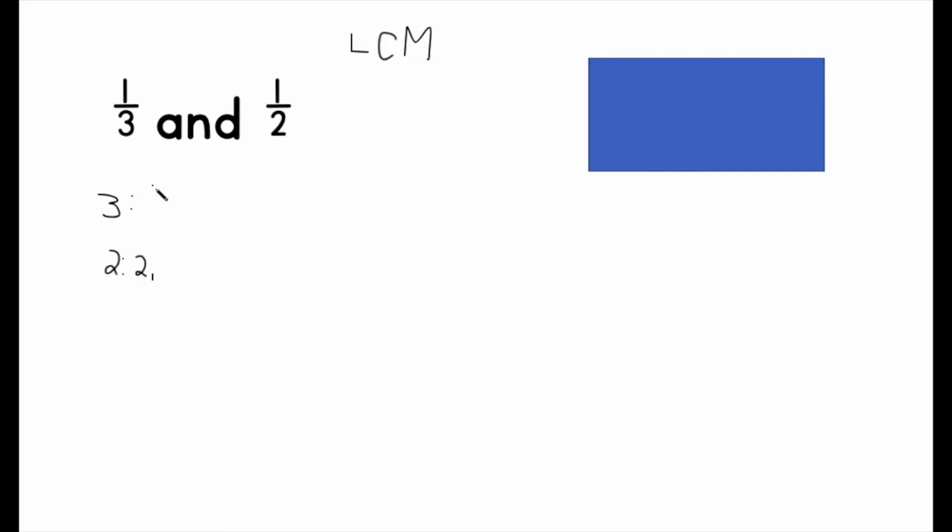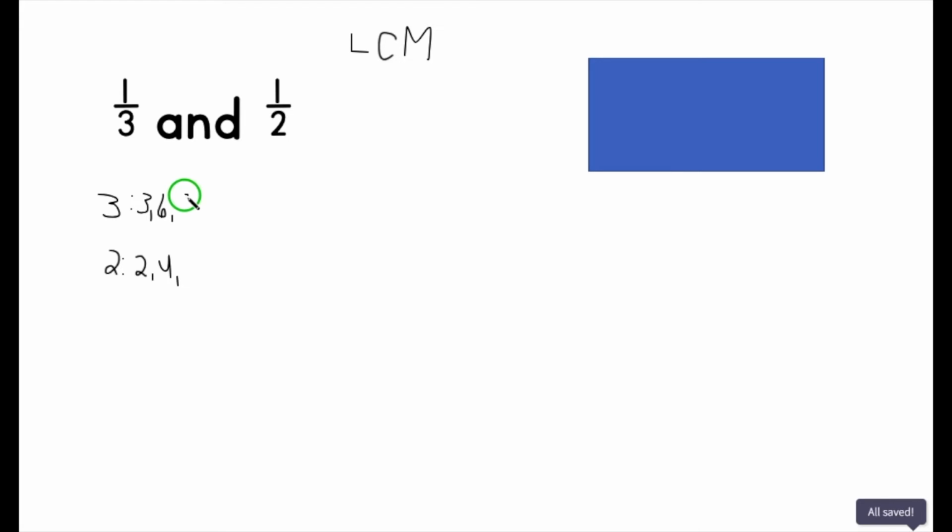So I have a 2 and I have a 3, and then I compare. Do they have anything in common? Well, no. Then I have 3 times 2. What does 3 times 2 equal? It equals 6. Then I have 2 times 2. What does that equal? It equals 4. Anything in common? Nope, so I keep going.